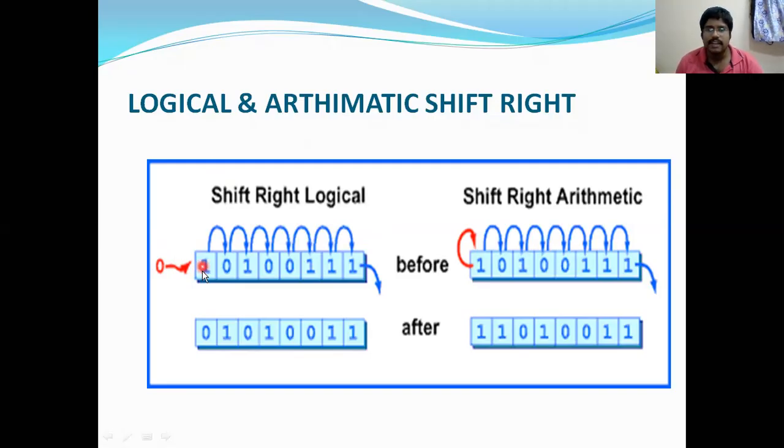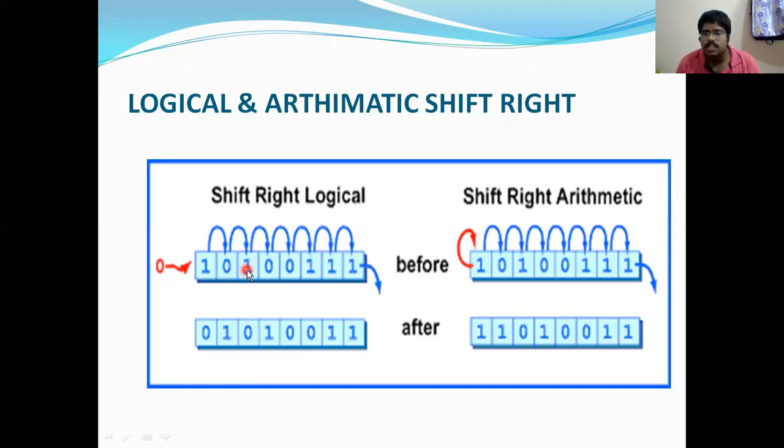For example, I have 8 bits like this: 1010 0111. Whenever I perform a shift right operation, what is going to happen? The data has to be shifted to the right side. Whatever value is present in the MSB will be shifted to the next right position. That means this 1 will appear here, and whatever 0 is present here is going to shift to the next position.